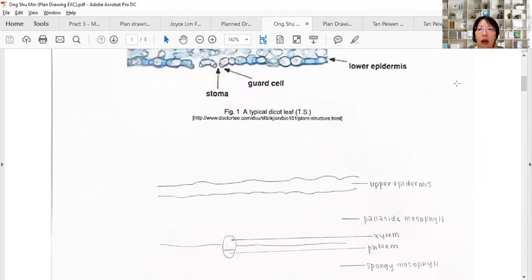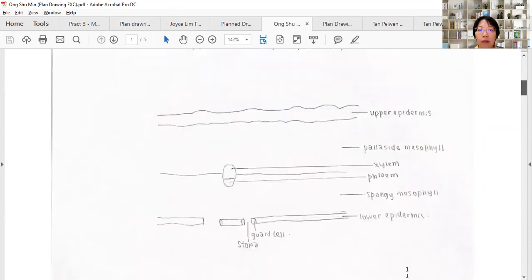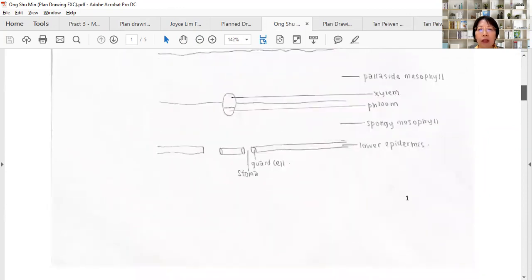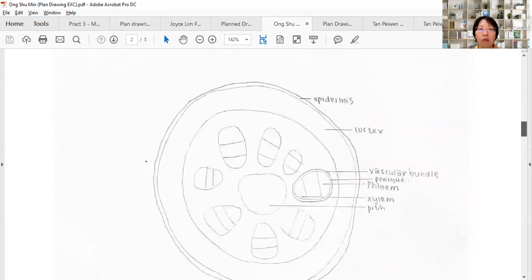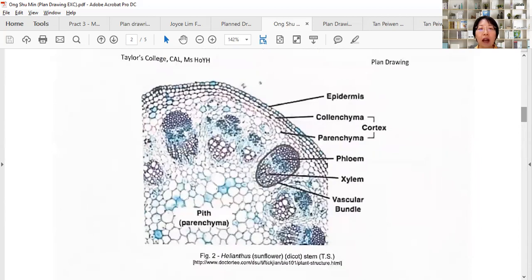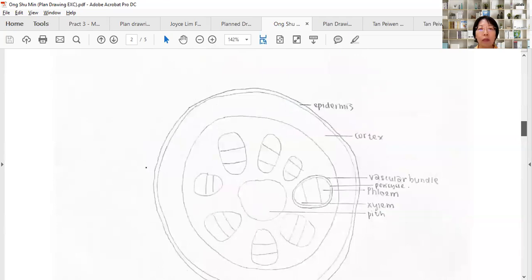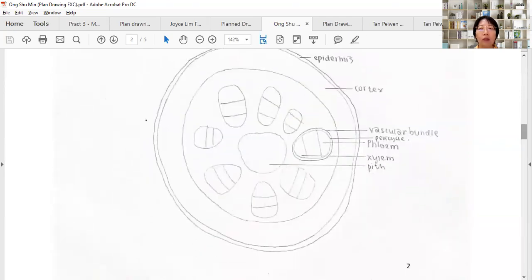So how's the drawing? The drawing is okay, the labeling is okay, except for the individual cells again. Why suddenly go and draw a cell? It's a plan drawing, so you cannot draw cells. This one, my God. The micrograph only gives you a quarter, slightly more than a quarter. How come suddenly your drawing becomes the whole thing? Where did the rest come from?